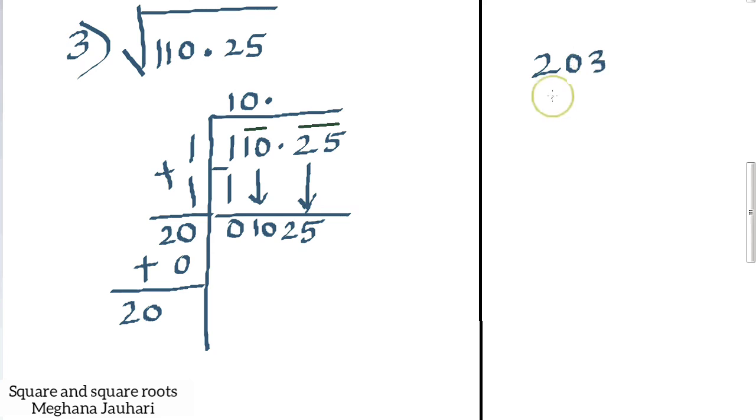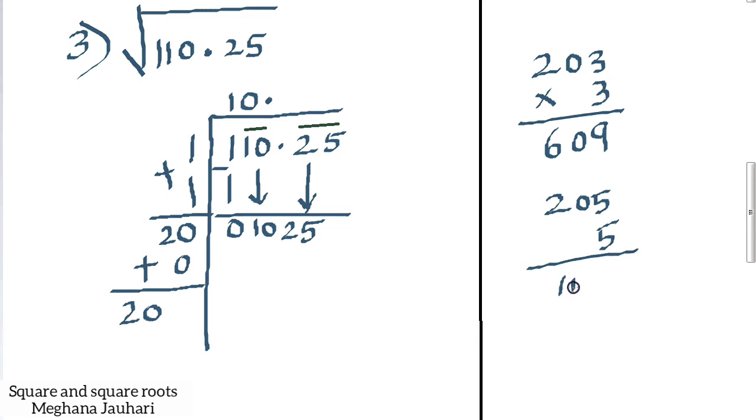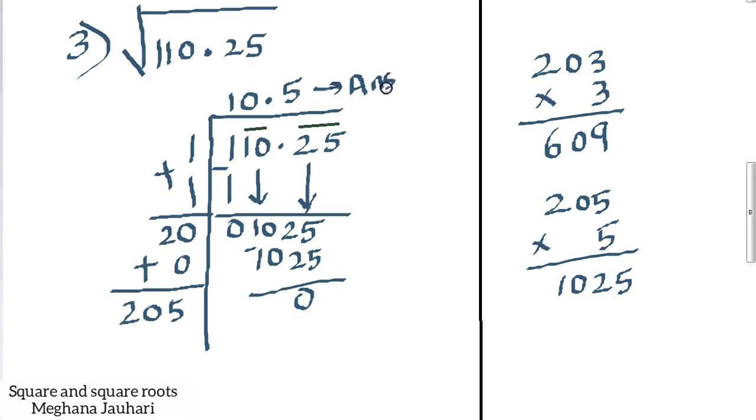We are going to generate the unit digit. So let's take 3. If we multiply this by 3, we are going to have 609, right? Which is smaller than 1025. So let's take 5. As I told, the unit digit is 5. Now if you check, yes, we have got it. It means that here we are going to write 5, and in the quotient we will write 5. We will subtract 1025 from the dividend, and we will get remainder 0. It means that 10.5 is the square root of this number.